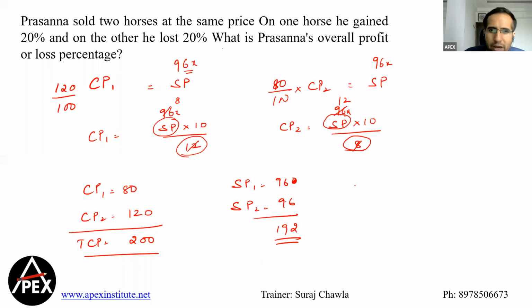So 200 and 192, I made a loss of 8 rupees, divided by total cost price, which is 200 rupees, into 100, which means I made a loss of 4%. It is not successive discounts. It is not on the same article.